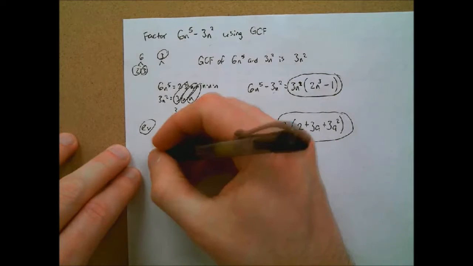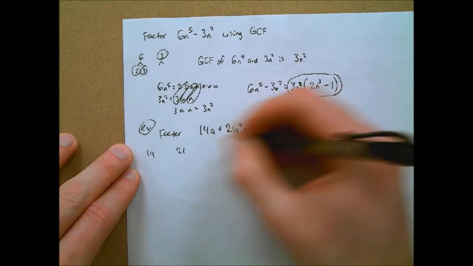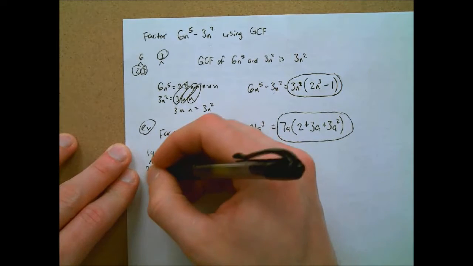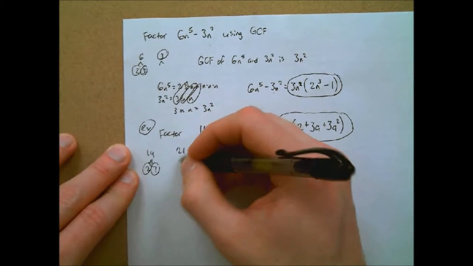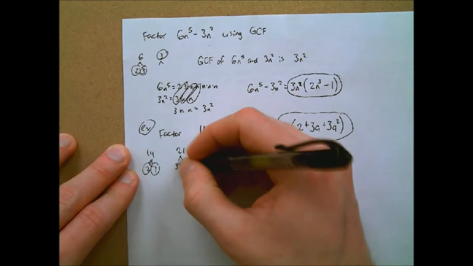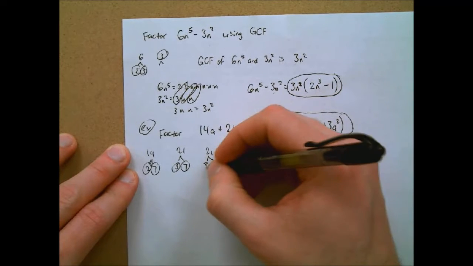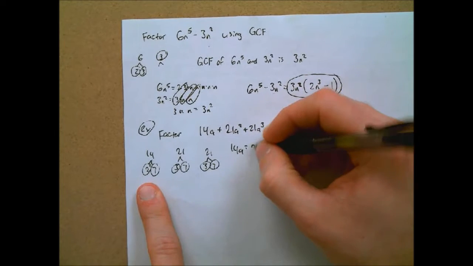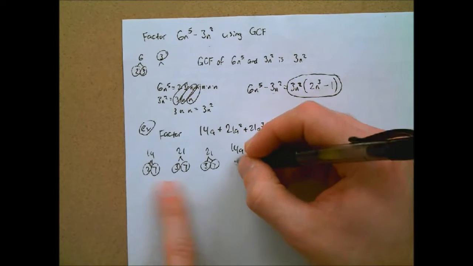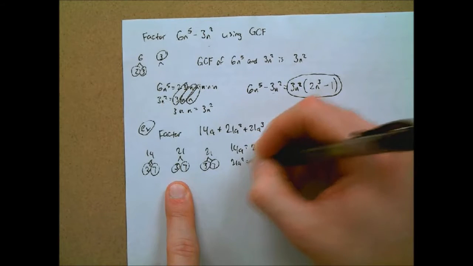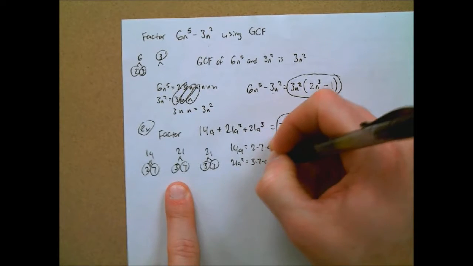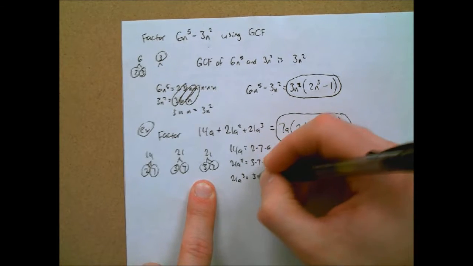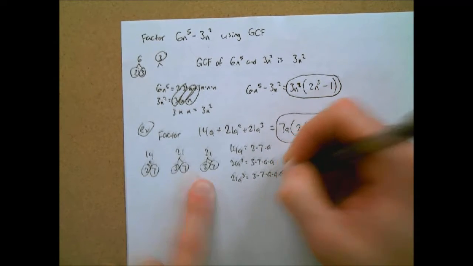Take the 14 and take the 21, and, well, we don't need to do 21 twice, but I'll just write it out there. 14 is 2 and 7. They both cannot be broken down any further. 21 is 3 and 7. They can't be broken down any further, and, of course, the 21 is 3 and 7 as well. So take the 14a, and we'll call that 2 times 7 times a. Take the 21a squared, and we'll make that 3 times 7 times a times a. And again, with the 21a to the third, 3 times 7 times a times a times a. Okay, just like that.